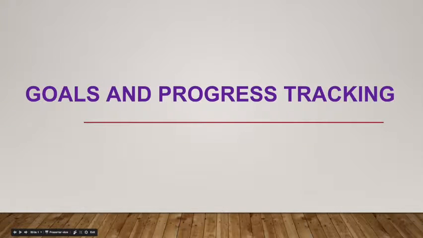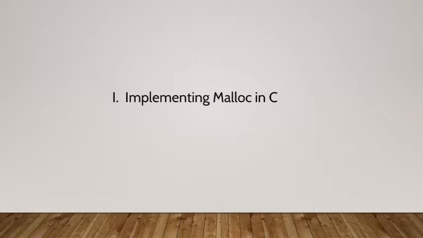In the beginning of the project, there were several goals that we set for ourselves. They are as follows. Implementing malloc in C. In order to begin coding malloc in MIPS, we figured out that first, we had to understand and write the malloc code in C. We did intensive research on this subject and came up with a working malloc algorithm in C, about which we will explain later in the video.